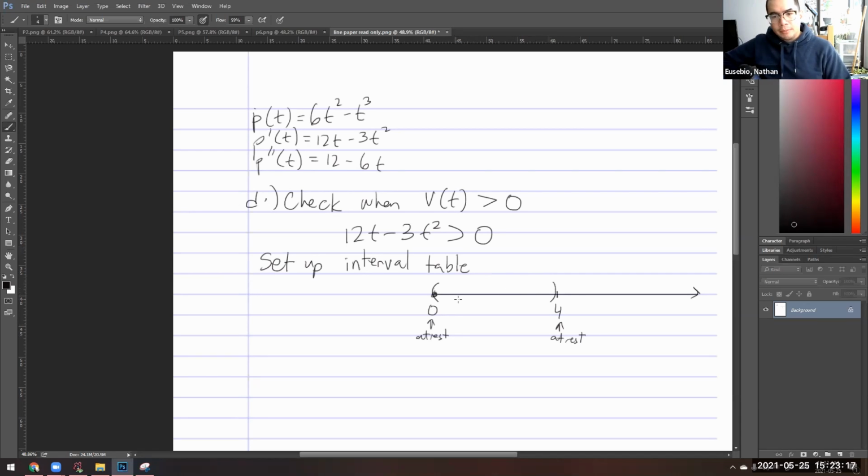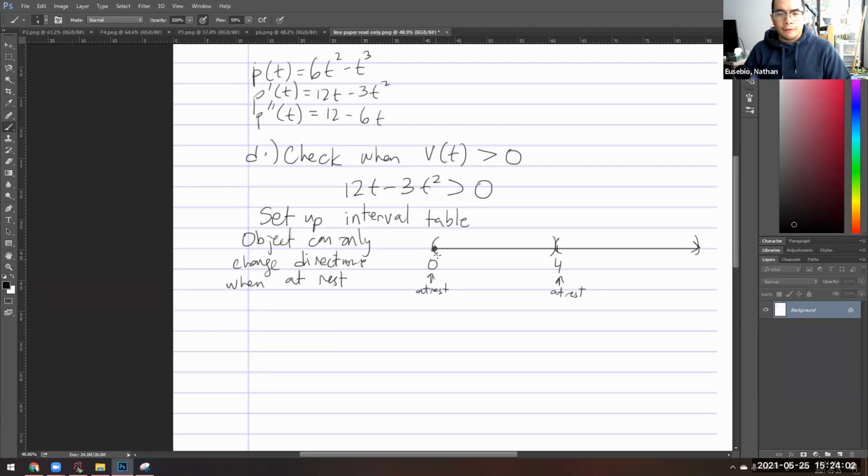I could be going left, I could be going right. But if I'm going right to left, there's a point where I switched, right? When I'm changing directions, I'm at rest. 0 to 4 is one interval. Anything past 4 is another direction. So again, if the object somehow changed directions between 0 and 4, that implies there's a point where it's at rest in here, but that's not what the function is saying.